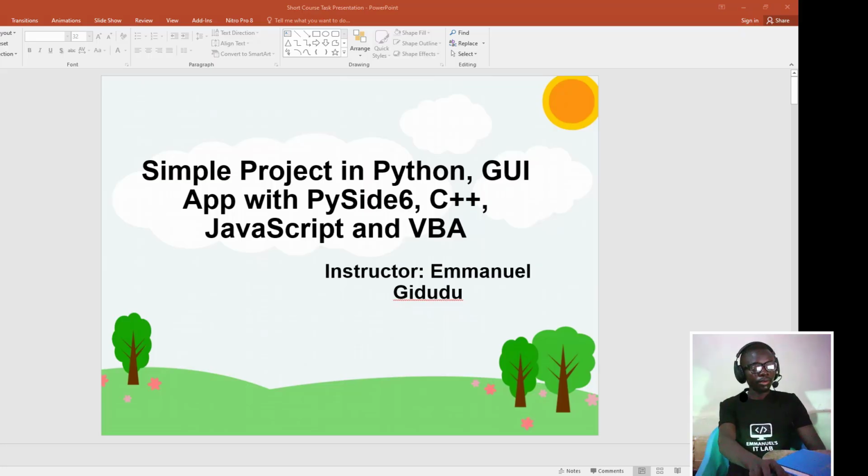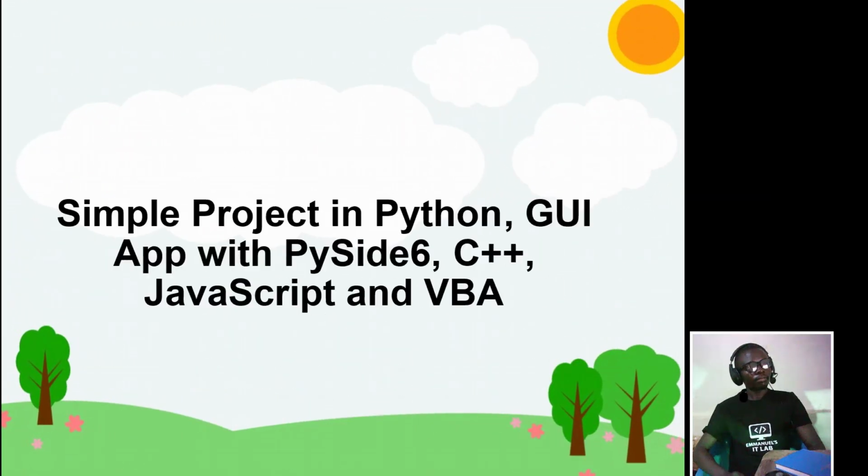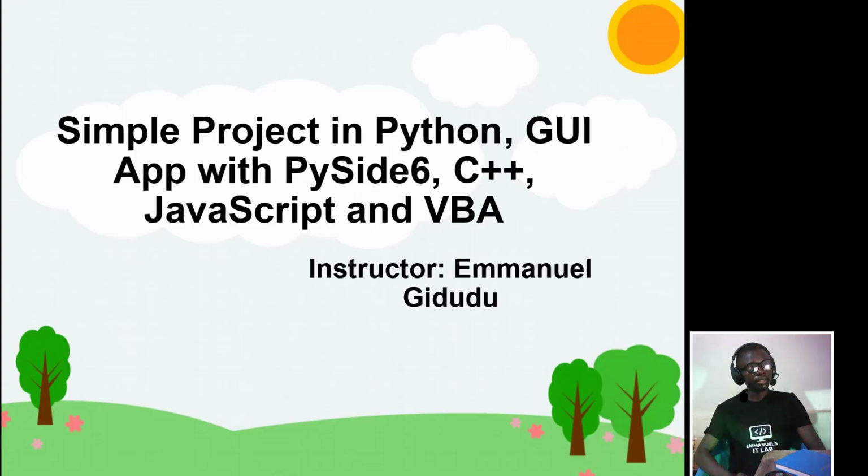Now in this video we are going to look at a simple project, and this project we shall build it in Python, PySide 6, C++, JavaScript and VBA. With JavaScript we shall go ahead to integrate CSS and HTML. In VBA we shall integrate Microsoft Excel. I'm still your instructor, Emmanuel Dudu, for this course.